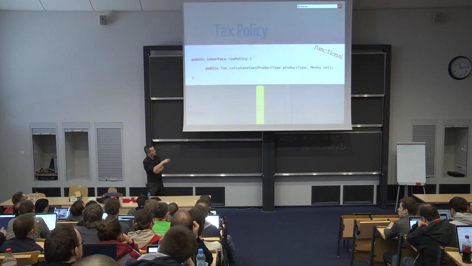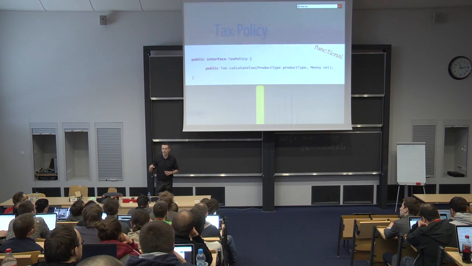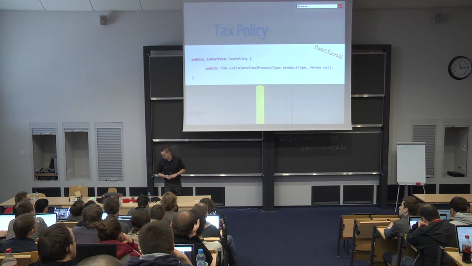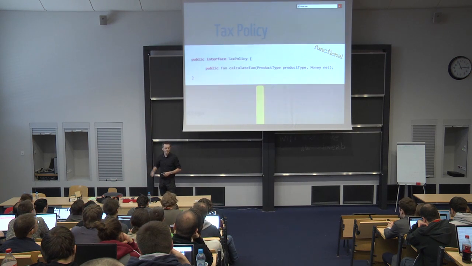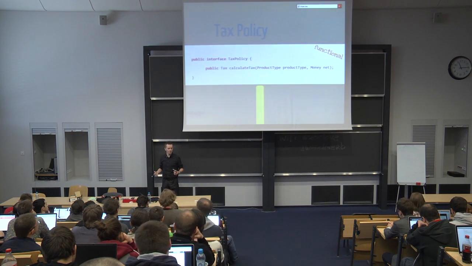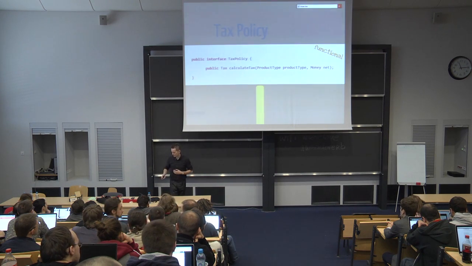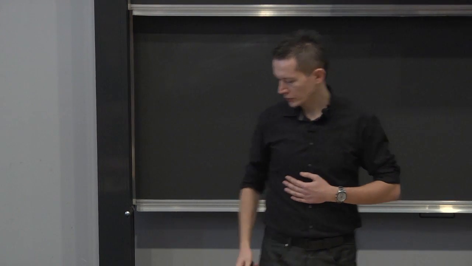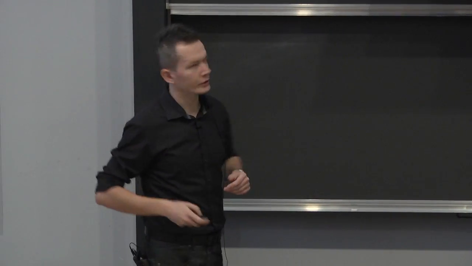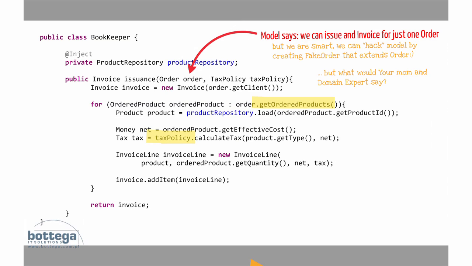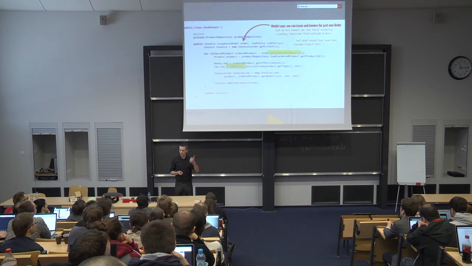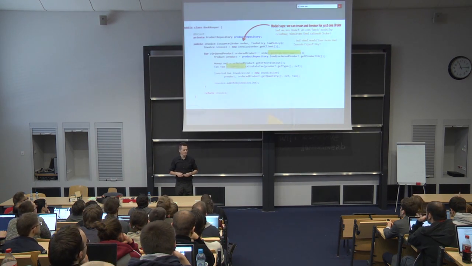What is important from the DDD perspective, this model tells you a lot about how to calculate a tax, what is needed to calculate tax. For example, product type and net price. So you need to ask the domain expert how to calculate tax in every country. You don't guess. So this tax policy is used as, let's call it, a closure to the invoicing procedure. Open-closed principle from SOLID. Open-closed, implemented, okay.